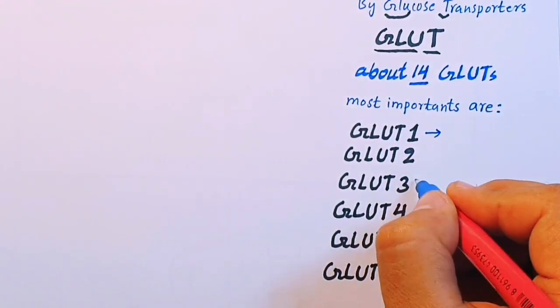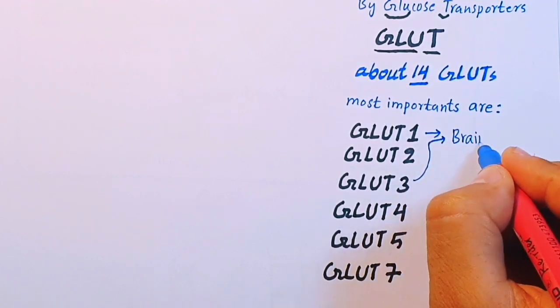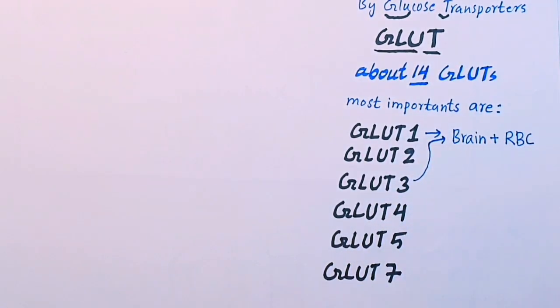GLUT1 and GLUT3 are especially present in the CNS and RBC, and their function is basal uptake of glucose. It means that in situations where there is the least amount of glucose in the circulation, they function to take glucose into these important organs in the body. And these GLUTs have high affinity for binding glucose.